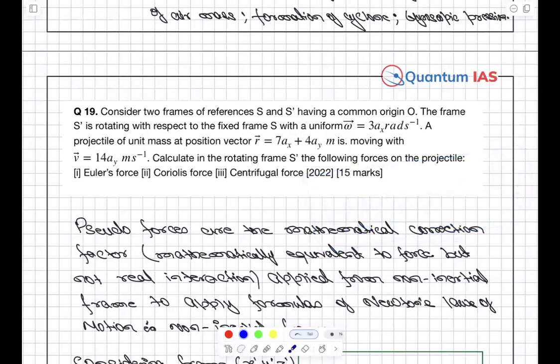Now coming to this one. Consider two frames, S and S dash, having common origin. The frame S dash is rotating with respect to fixed star S. This is what is given. What is it asking? Calculate in rotating frame S dash the following forces: Euler force, Coriolis force, centrifugal force. Now these all forces are given.